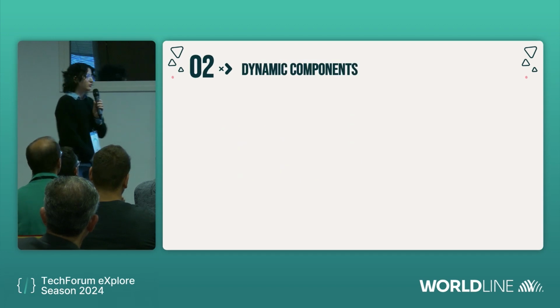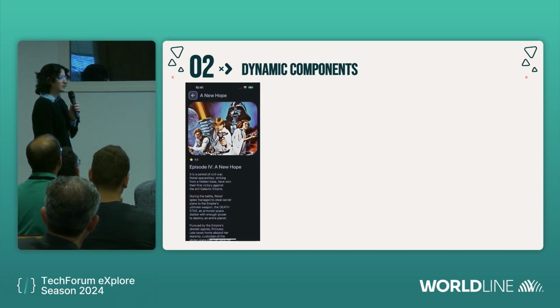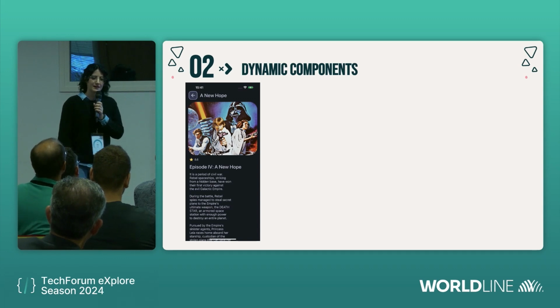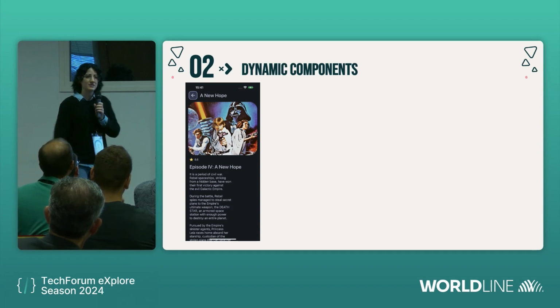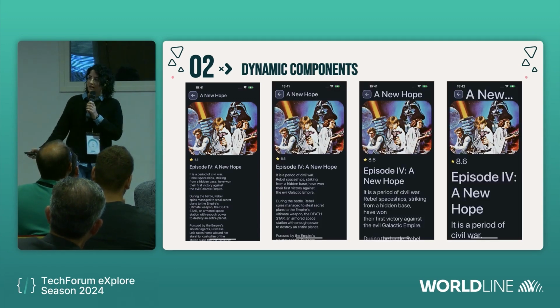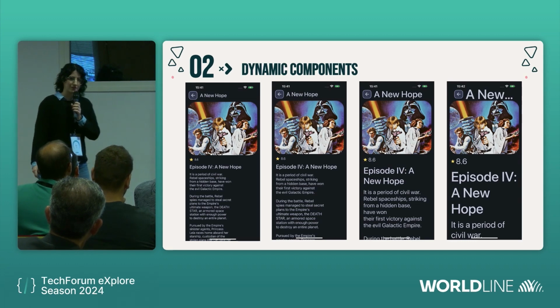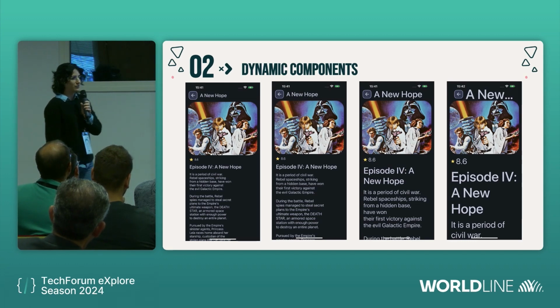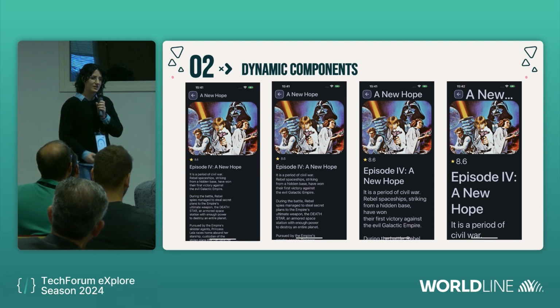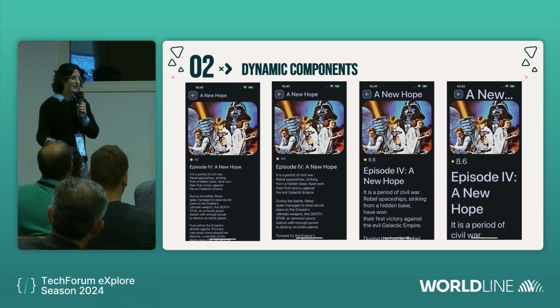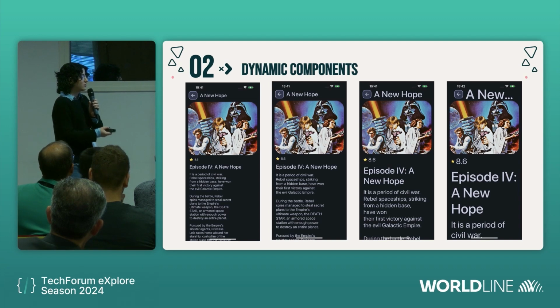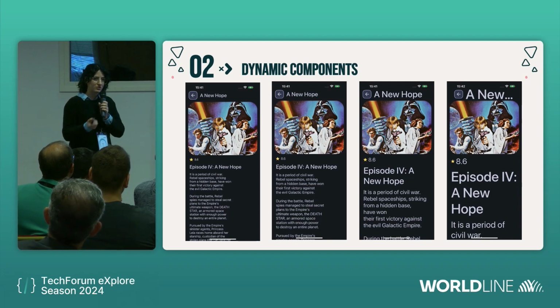The second most important thing is the dynamic components. So we have the average text size, but this can be increased up to 200%. If we are not taking care of this, users can try to increase the dynamic size of our font and lose all the information and not be able to understand anything.